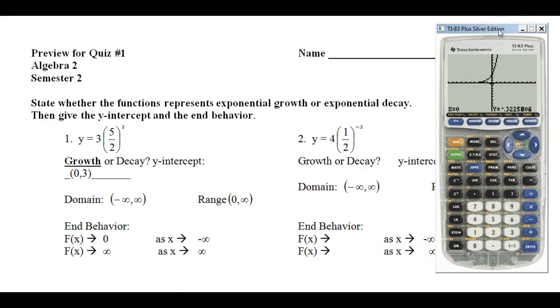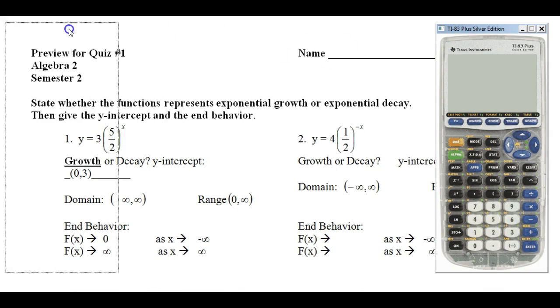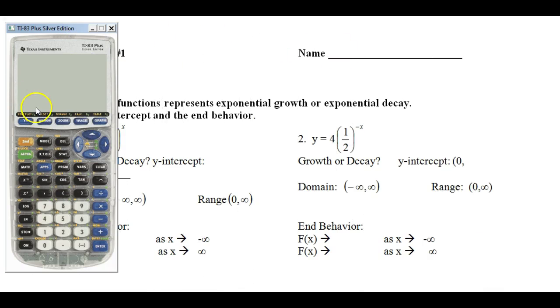So the only difference that we're going to see between numbers 1 and 2 is initially we may think that number 2 is decay, because I see that it's between 0 and 1. But this is one of those times that maybe, just maybe, double checking it on the calculator might be a good idea. So let's go in here. As I get this typed in, I notice that it is a negative x for an exponent.